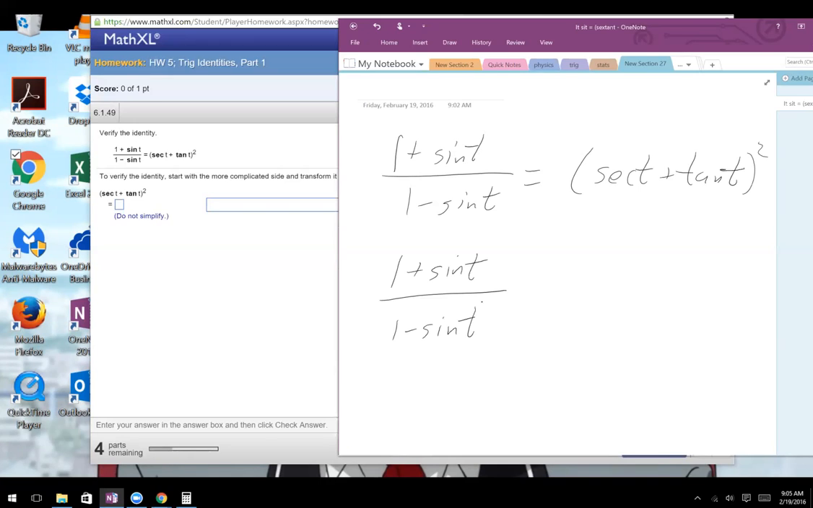Okay. Do you remember something in algebra called rationalizing the denominator? Yeah. That's basically what we're going to do.